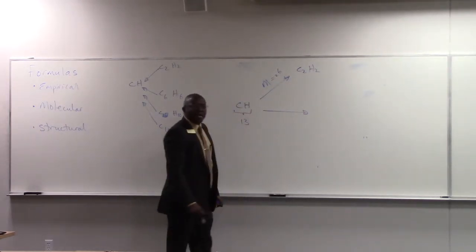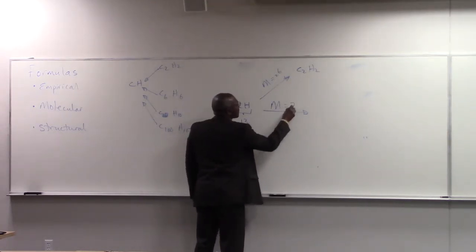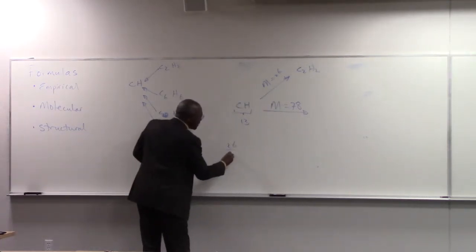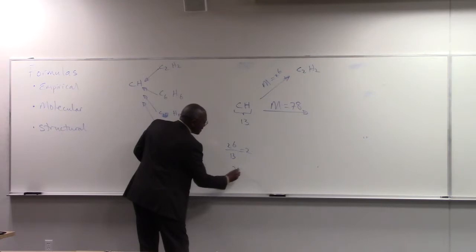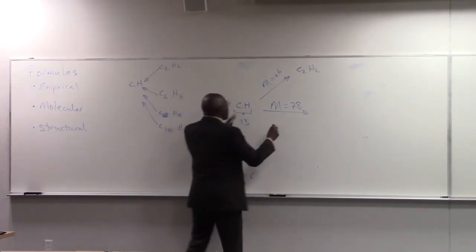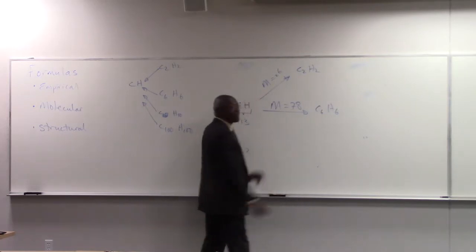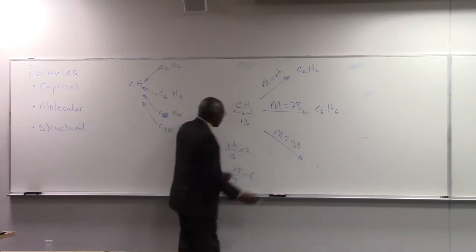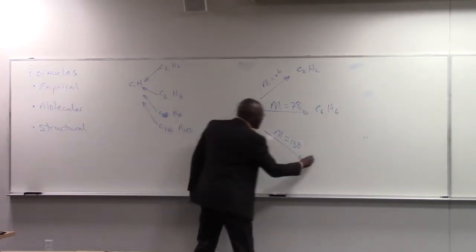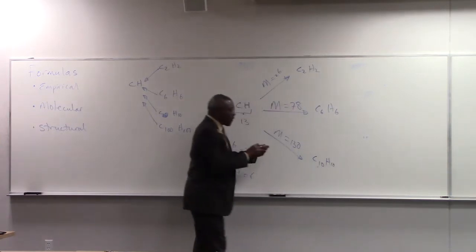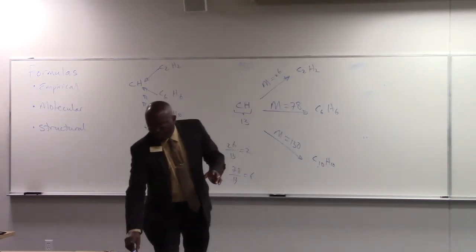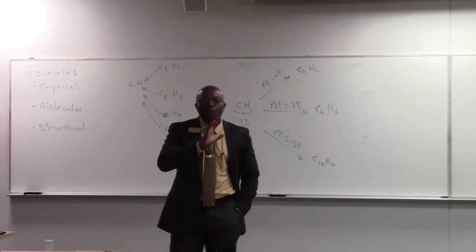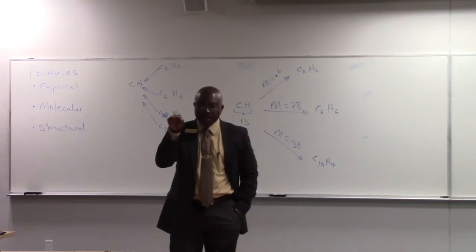If they said the molecular mass was 78, well then there must be 6 of these. In other words, 26 divided by 13 is 2, 78 divided by 13 is 6. So the formula must be C6H6. And if I said the molar mass was 130, well then there are 10 CHs, and the formula is C10H10. So I can move seamlessly between the empirical formula and the molecular formula. Molecular to empirical needs no further data. I just divide by the number.